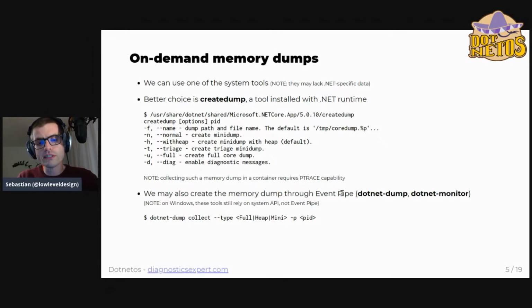Interestingly, even when we send a message through the event pipe, and we will observe that in a demo, the actual tool that will create the memory dump is the createdump that I just mentioned. On Windows, both those tools use the system API directly, so they do not send any event pipe message, but instead use the WinAPI method to create the minidump.